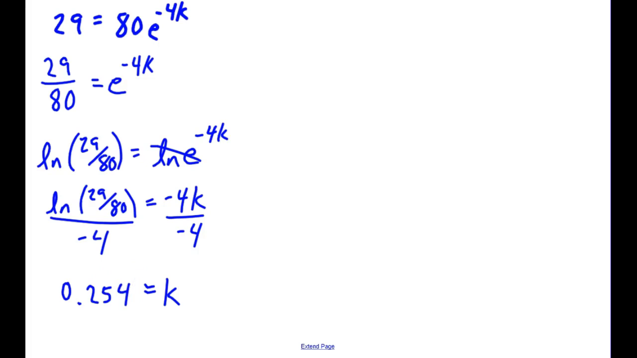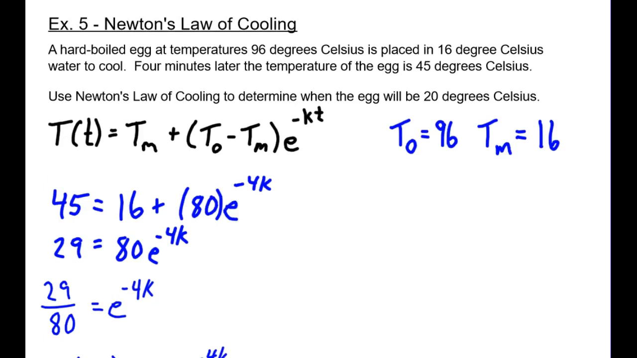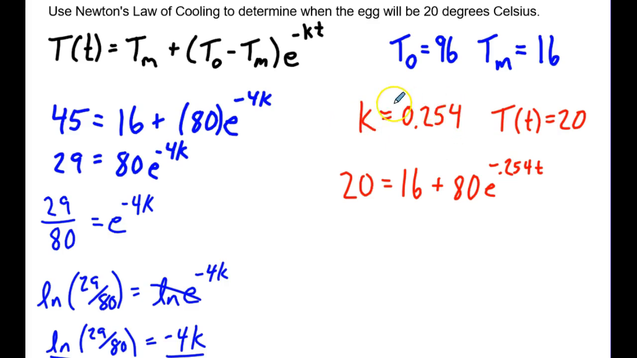Now we're going to have to use that constant and the other information from before in order to solve for the problem. Use Newton's law of cooling to determine when the egg will be 20 degrees Celsius. Now we're going to use that approximation we came up with for k and the fact that we know the temperature we're looking for, the time we're looking for when the temperature is 20 degrees, and the information we had in the beginning. We can plug that into our equation and now isolate and solve for t, the time. So the first step to do that, we would subtract 16 to the other side and get 4 equal to 80 times e to the negative 0.254 times t.